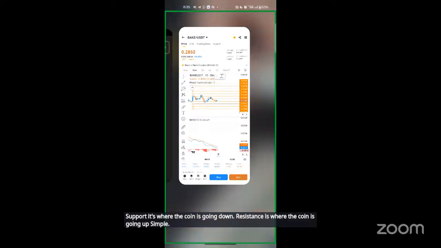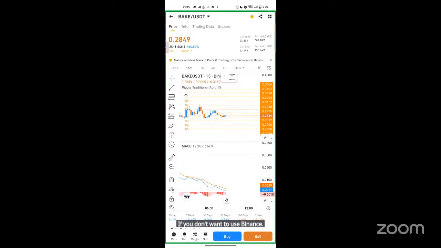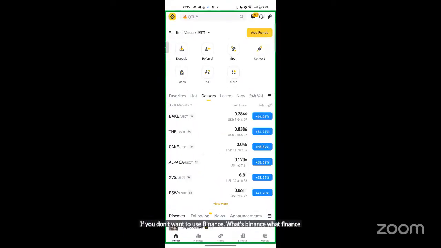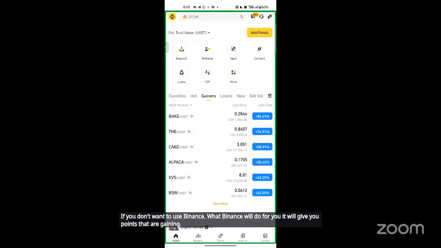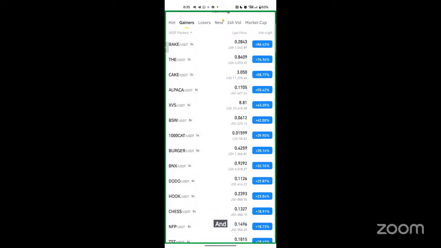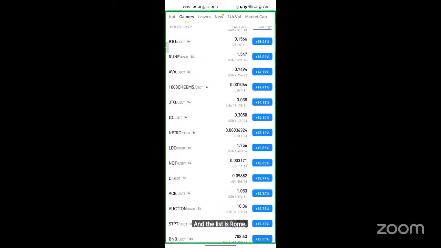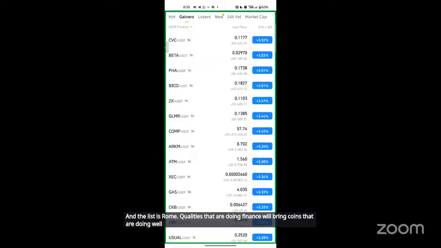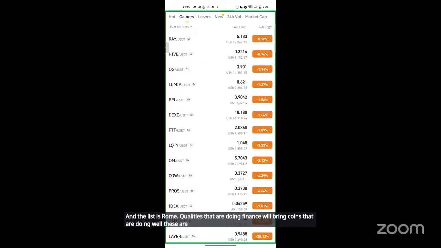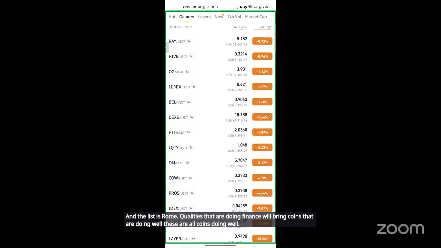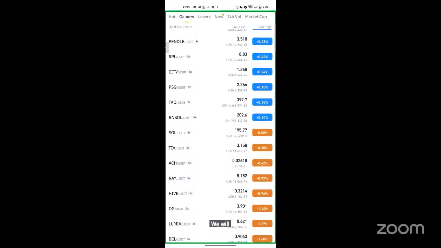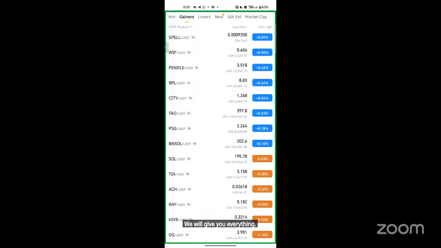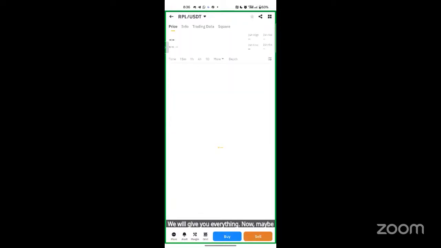If you don't want to use Binance, because what Binance will do for you, it will give you coins that are gaining. And the list is wrong. Coins that are doing well. Binance will bring coins that are doing well. These are all coins doing well, and those doing poorly. It will give you everything. Now, maybe for you, you want these ones that are still down.